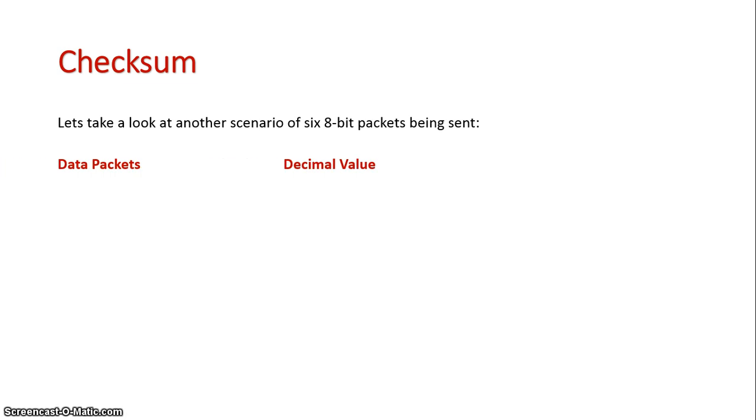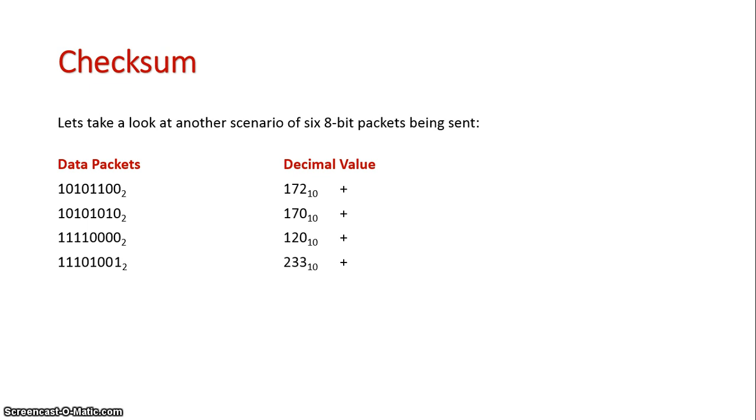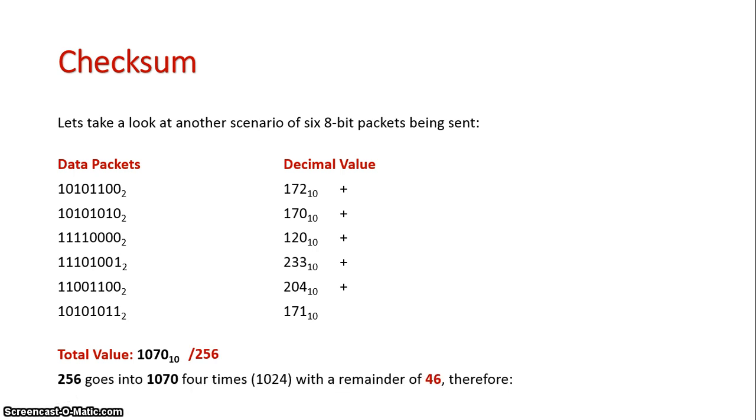Another scenario here with larger numbers. So 172 plus 170 plus 120 plus 233 plus 204 plus 171. Here my value is 1070. Once again I divide it by 256. This time 256 goes into the value 4 times, 1024, with a remainder of 46. So in this scenario, 46 is my remainder, 101110 is my checksum. Okay, so that's how we get our initial values for checksums.